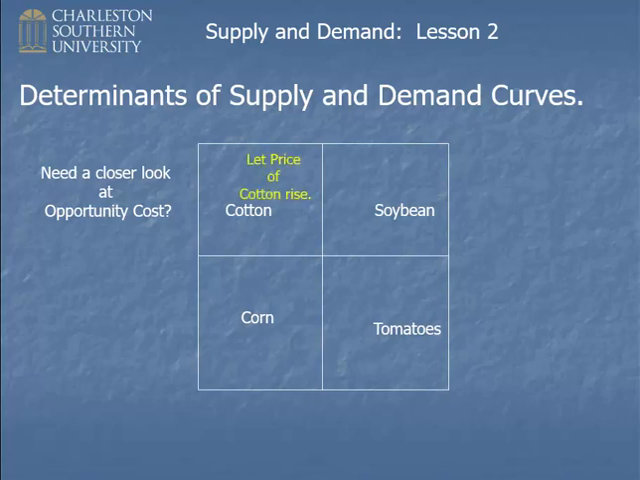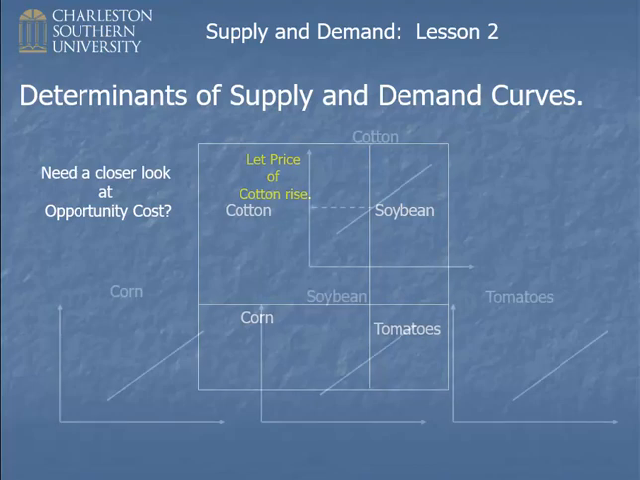I think all of you can probably see that this farmer would somehow try to increase the acreage that they have dedicated to cotton. That is, they would take acreage from soybean, tomatoes, and corn because there's more money in cotton. So if they did that, what exactly would happen in these 4 markets?